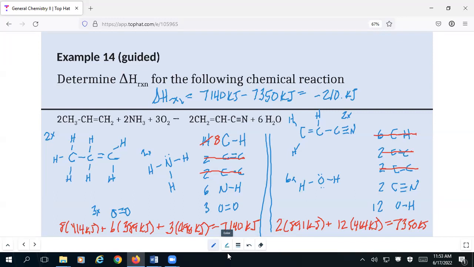Notice I didn't put per mole on there because none of those are singular coefficients. So that 210 kilojoule loss is per the stoichiometry of the reaction. Right, any questions about bond enthalpies?